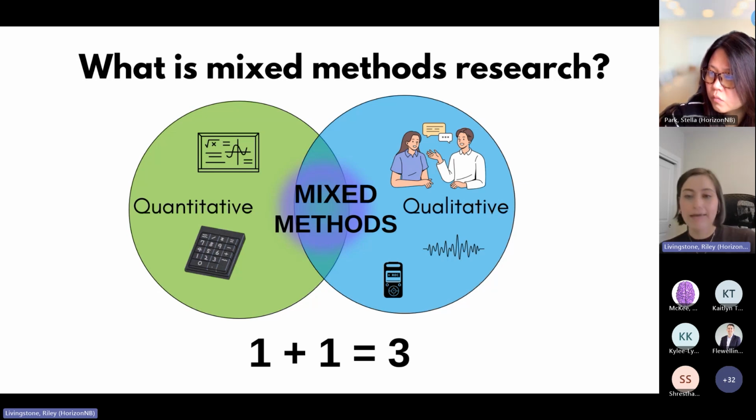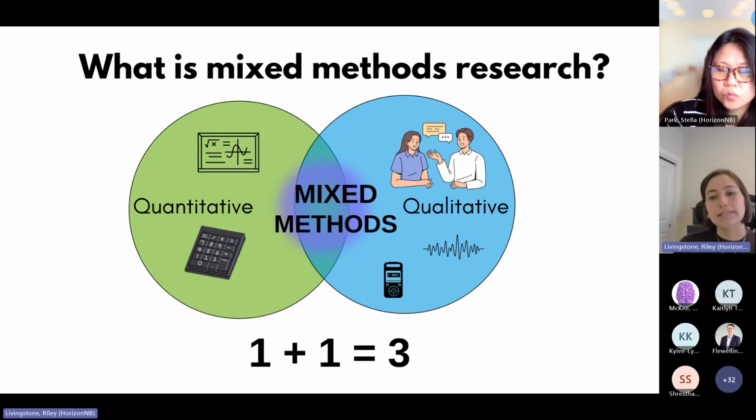So in this way, by combining these approaches, mixed methods research can provide a more complete view of complex problems by exploring different dimensions of the research subject. And together they can offer insights that would not be possible using either approach alone.